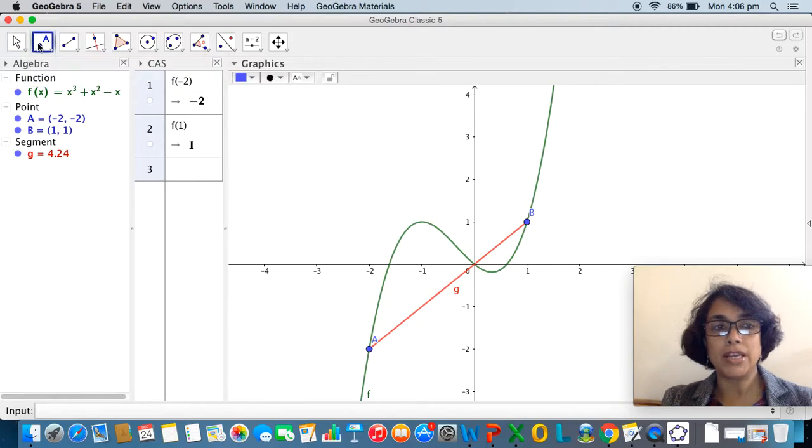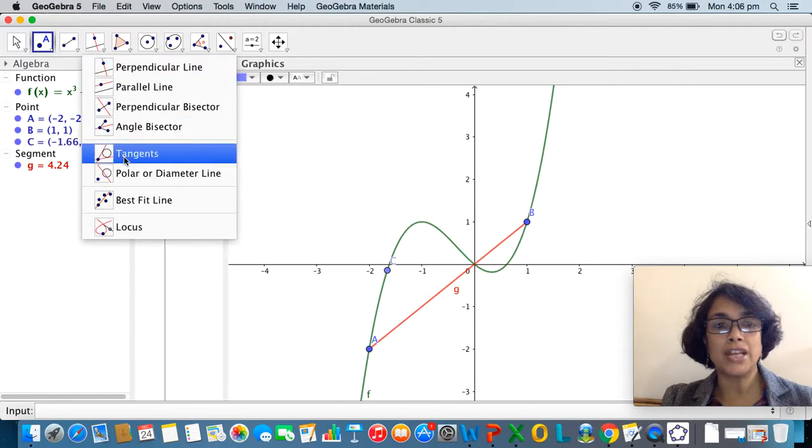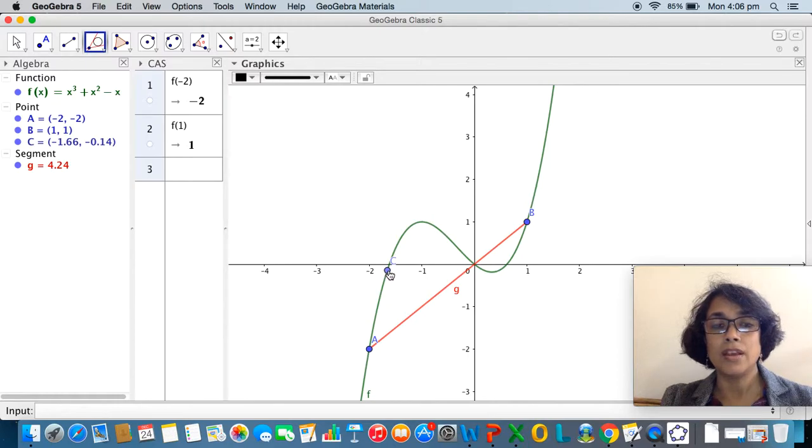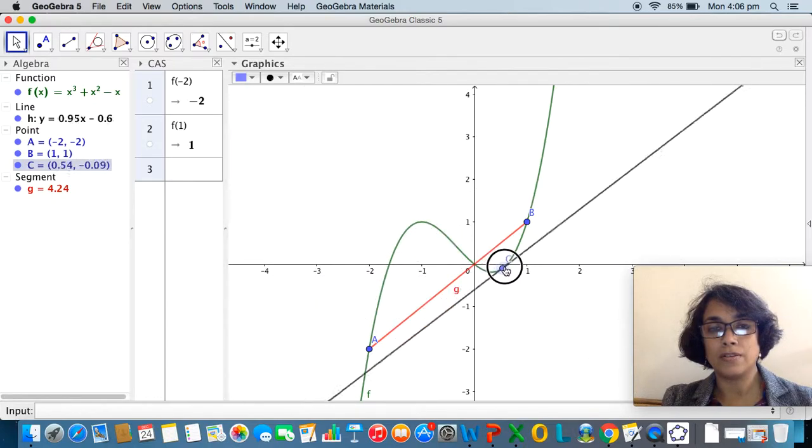So now we have a secant joining the points A and B on the curve. Let me now take a point on the curve using the point tool. GeoGebra marks it as C because we already have a point A. And go to the fourth icon, the perpendicular line option, below which we will also find the tangents option. So I use this to draw a tangent to the curve at C by tapping on the point C and also on the graph. As we see now in the algebra view, the secant is named G, but the tangent is named H. And I can move the tangent along the curve.